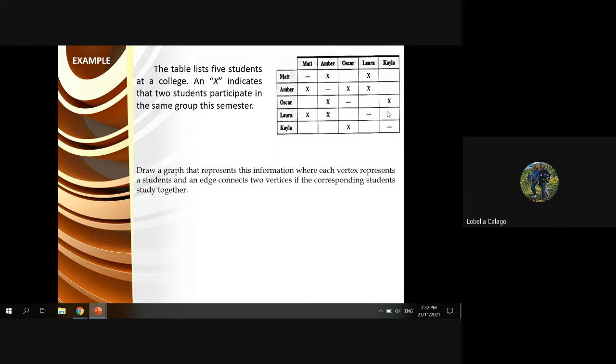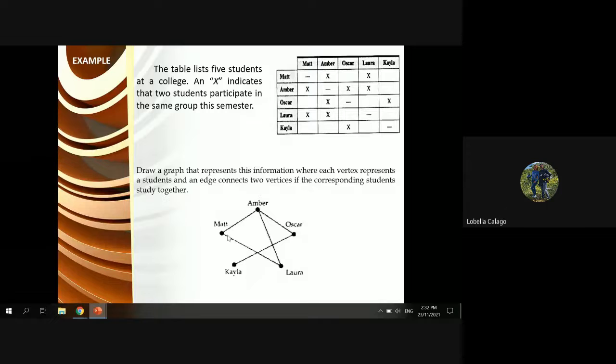Okay, from this table, how will you represent this using graphs? Meron tayong limang estudyante: Matt, Amber, Oscar, Laura, and Kyla. Yung paggawa ng line, kukunin nyo lang po yung X. Like this one, si Matt and Amber, create a line segment here. And so with Matt and Laura. Amber and Matt, meron na, no? And Amber and Oscar. Yan po yung X representing the line segment.